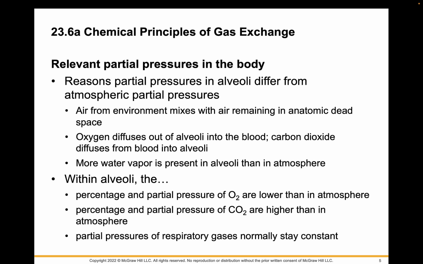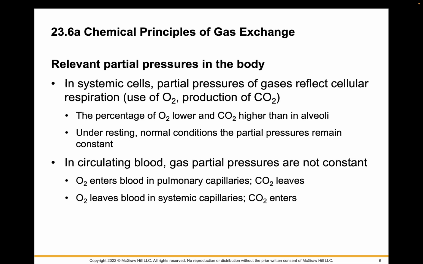Within alveoli, and this is an important relationship to keep in mind here, the percentage and partial pressure of oxygen are lower than in the atmosphere. Percentage and partial pressure of CO2 are higher than in the atmosphere. And when we look at the overall partial pressure of our respiratory gases, they will normally remain constant.